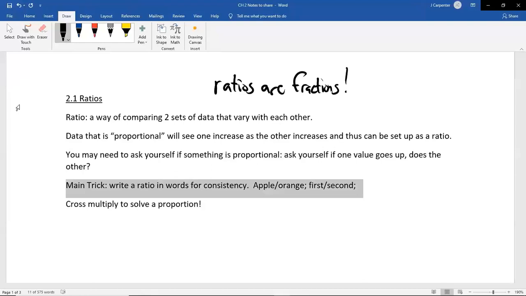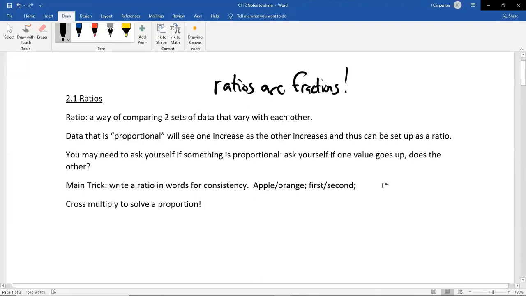Use your words. I can't tell you how many people make mistakes with these because they don't use their words, because they don't want to take the extra 10 seconds, and that's it, to write apple over orange or miles over gallon or students over teachers or pens over, I don't know, elephants, whatever the two things you're comparing. So please, please do that because it will save you a lot of hassle over time. There we go. All right, so what do I mean?